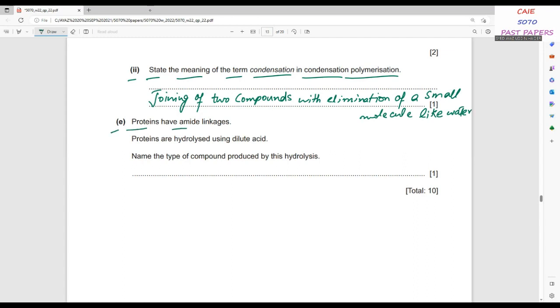E. Proteins have amide linkages. Proteins are hydrolyzed using dilute acid. Name the type of compound produced by this hydrolysis. You know proteins are the polymers made from amino acids, so you will get amino acids on hydrolysis of proteins.